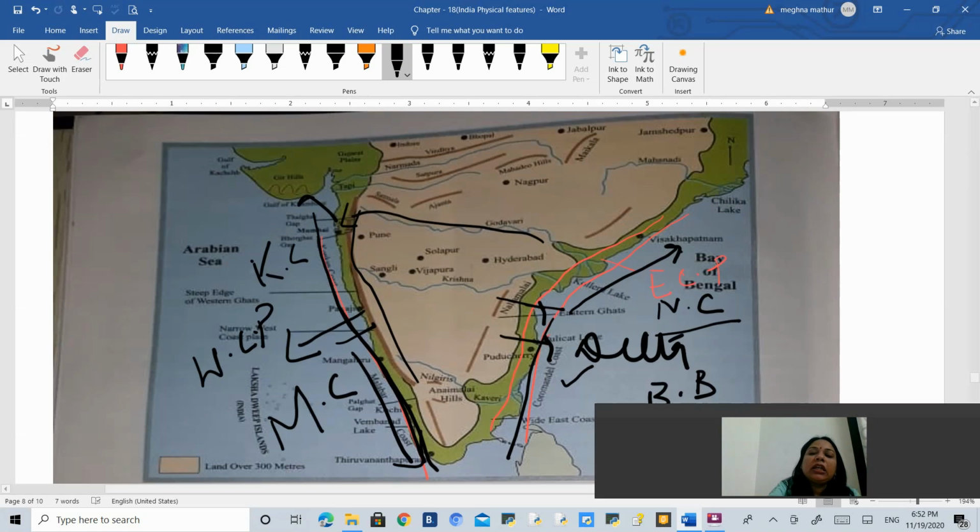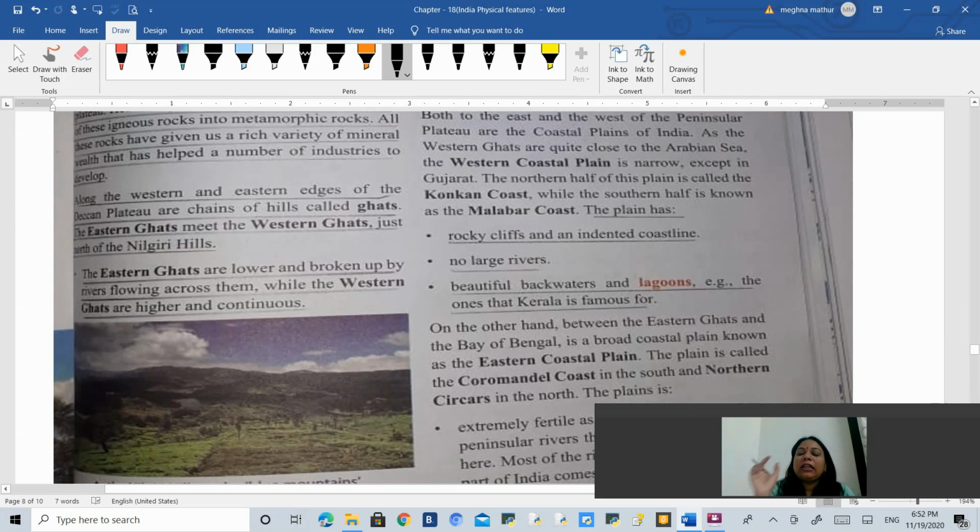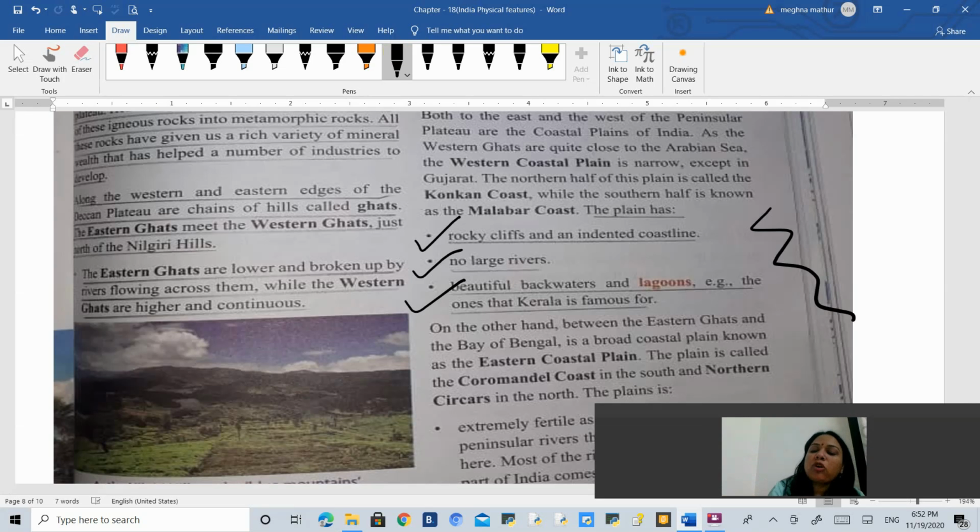Now, something more about this coastal plain area. We are talking about the western coastal plain. It has rocky cliffs and an indented coastline. Indented means this is a zigzag coastline, it is not regular. Second, there are no large rivers over here, because most of the large rivers are flowing from west to east. No large river goes towards the western coastal plain area. Here you can see very beautiful backwaters and lagoons.